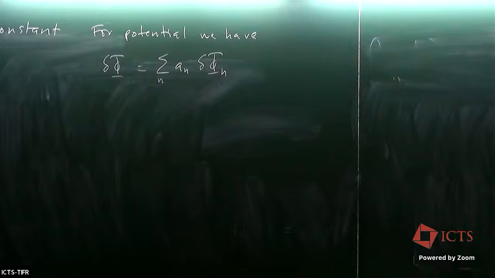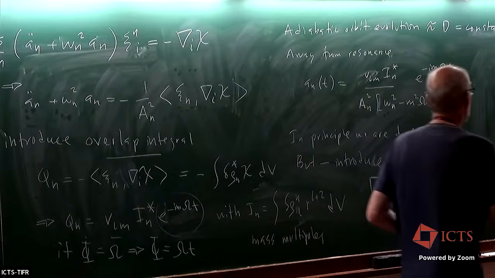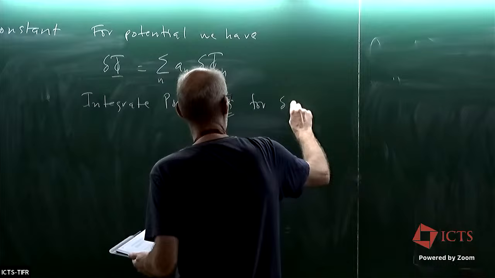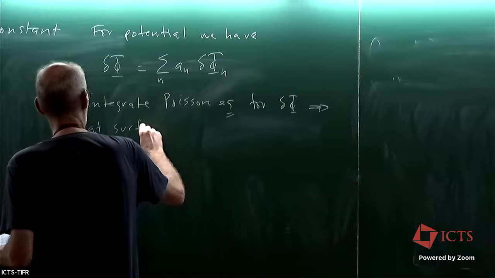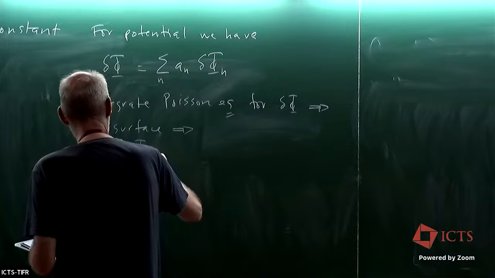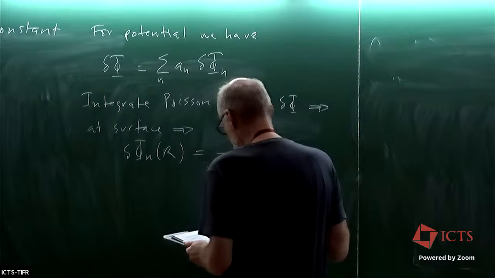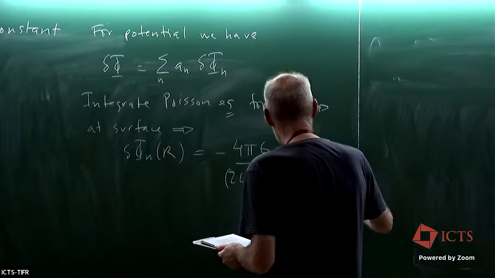And then I can go, well, I know delta phi, because that's also related to this mass multipole. I have the Poisson equation, which I can integrate with the Green's function, okay? So that just says at the surface, we get delta phi_n of r is some number 4 pi G from the Poisson equation. There's some 2l plus 1 number. There's an R to the l plus 1. And there's the same mass multipole as before. Okay?